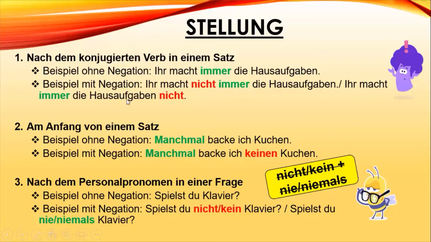And let's take the example with negation. Beispiel mit Negation. Ihr macht nicht immer die Hausaufgaben. Now this time the mother is angry at her kids and she is saying to them, you don't always do the homework. So you sometimes do the homework, but you don't always do it.